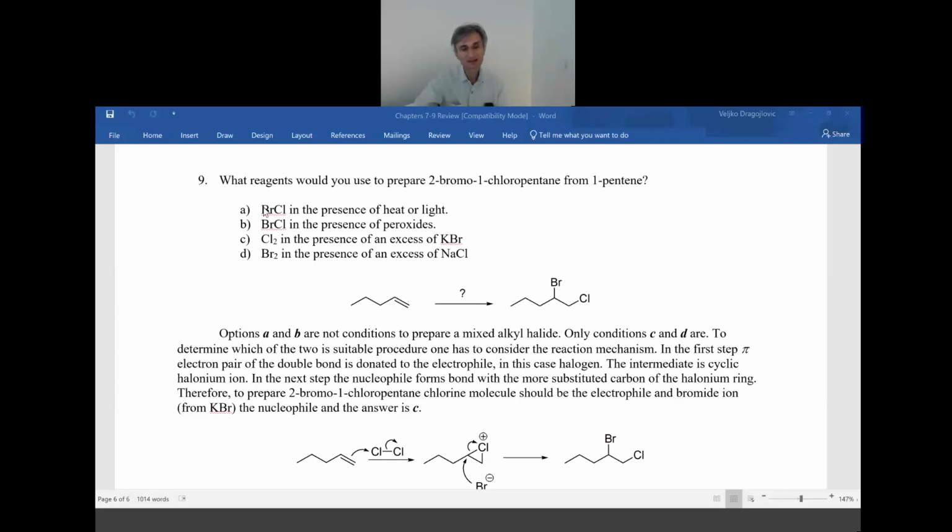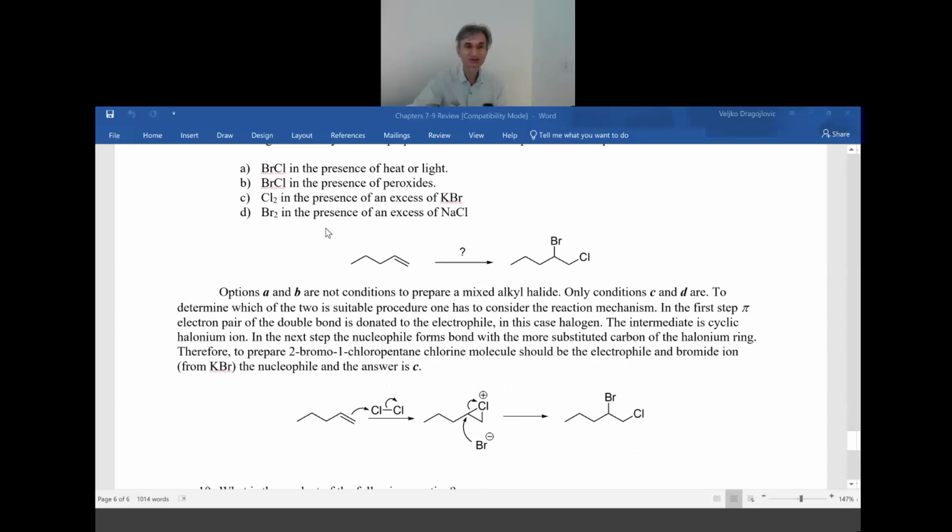Here we have a reagent, I forgot the name. I think it's bromine chloride, or bromonium chloride. We don't cover this reagent, and it's not a reasonable choice.